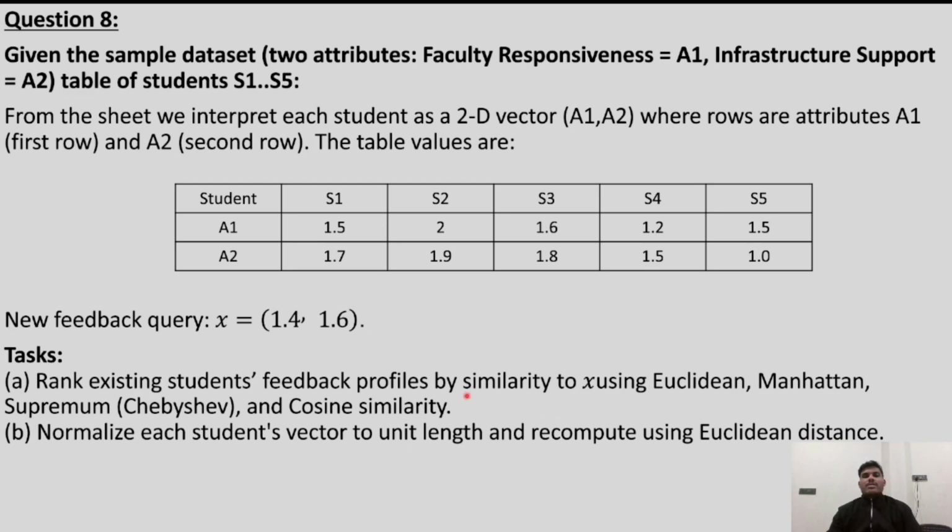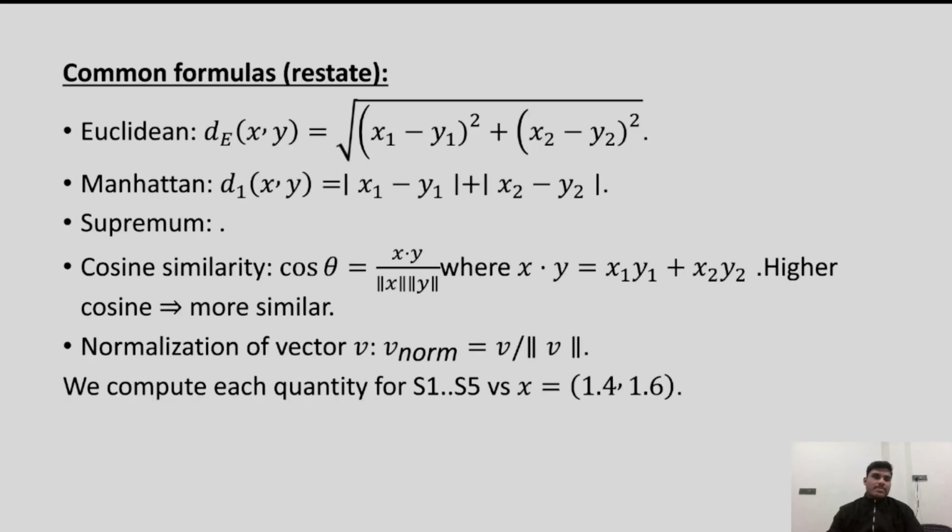similarity to x using Euclidean, Manhattan, supremum and cosine similarity. Then normalize each student's vector to unit length and recompute using Euclidean distance.